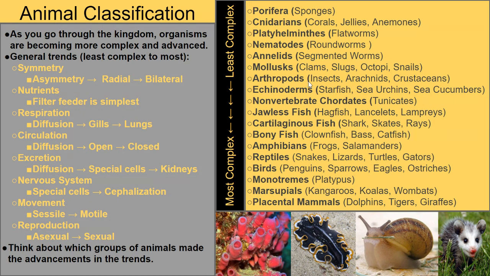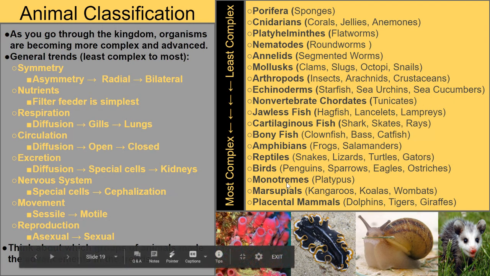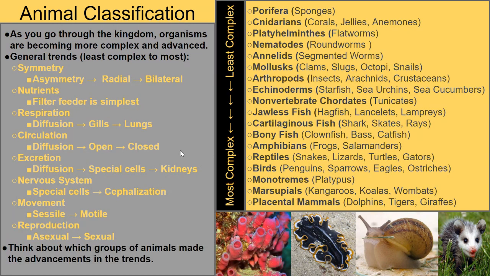And then we could have circulation be a closed circulatory system. All of these complex organisms, fish, amphibians, reptiles, birds, and our mammals, have a closed circulatory system. That means that they have hearts and blood vessels, arteries, and veins to help move their oxygen around the body to where it needs to be in an organized way.